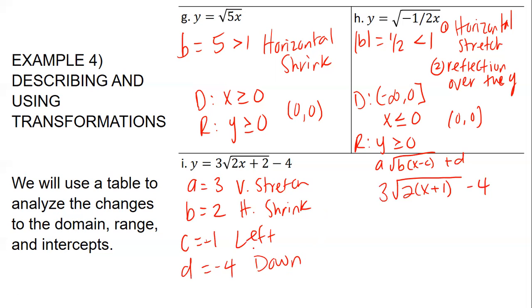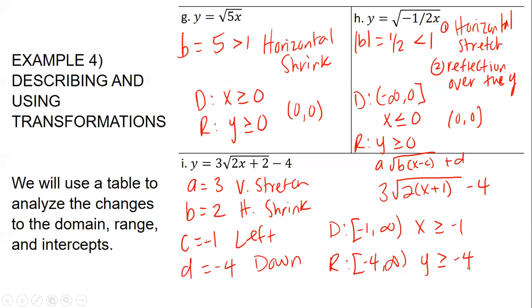Okay, so that means when you're looking at this, your domain and your range have both been affected. Does that make sense? My domain now starts at -1 and continues to infinity. My range now starts at -4 and continues to infinity. So x has to be greater than or equal to -1, and y has to be greater than or equal to -4. And you can graph to verify.